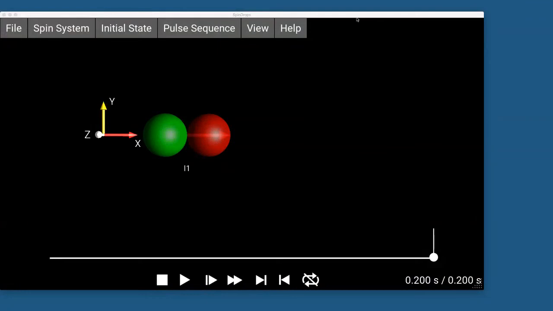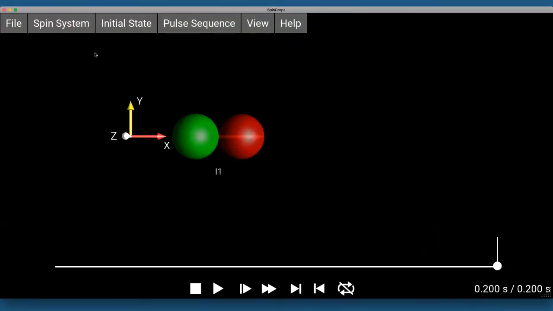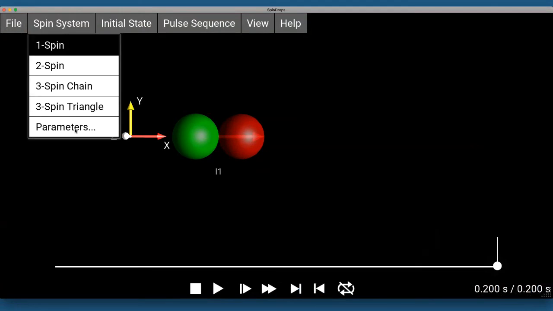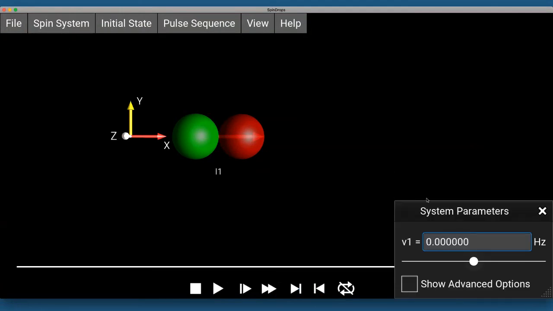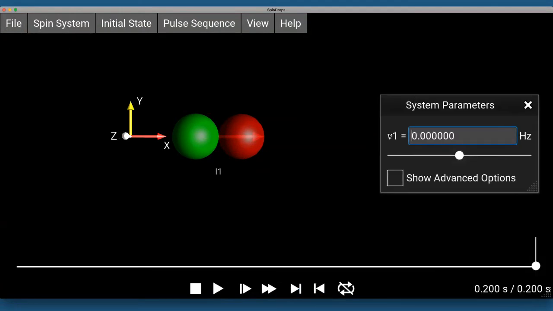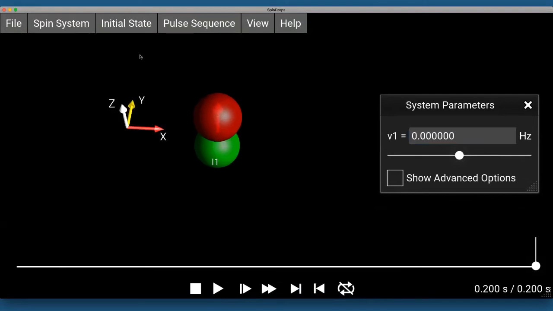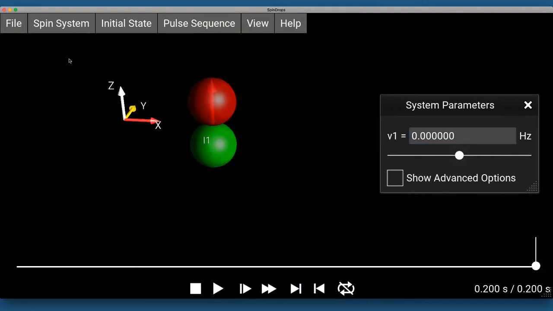Yes. Okay. So we have a single spin system. Let me look at the parameters. It's no offset. Actually, let's start with the initial state along the z-axis. So here we have our initial Bloch vector along the z-axis.